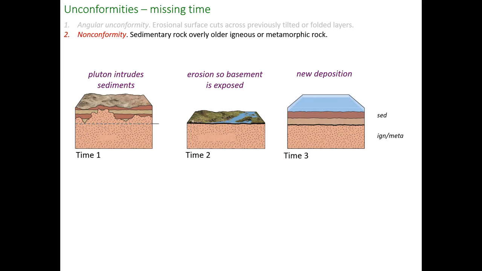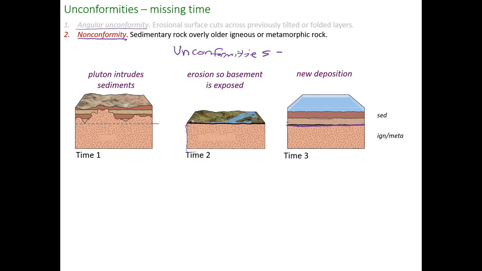Okay, a nonconformity is a different kind of unconformity. Okay, so there are different kinds of unconformities. They're all called unconformities. Angular is one. A nonconformity is different. In a nonconformity, you have a pluton maybe that intrudes sediments, and then erosion occurs and the basement rock is exposed, and then new deposition occurs on top of the plutonic granite rock.